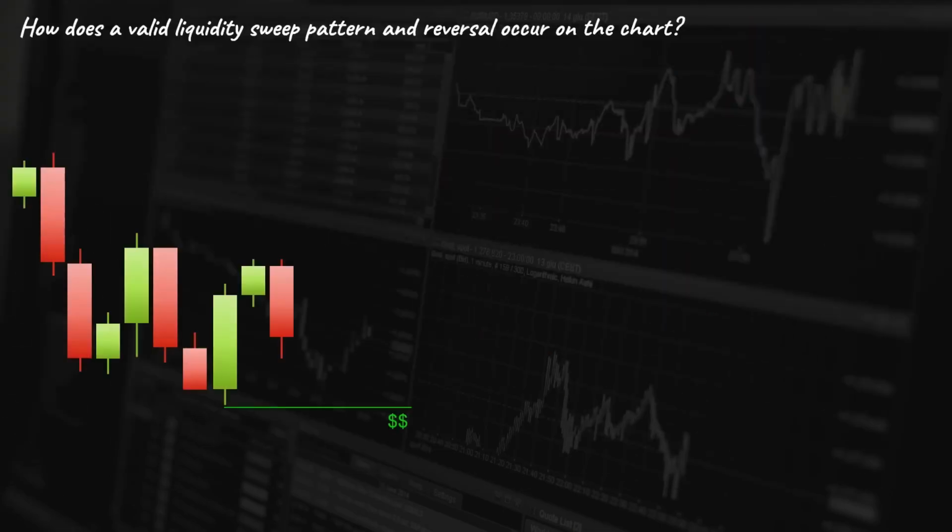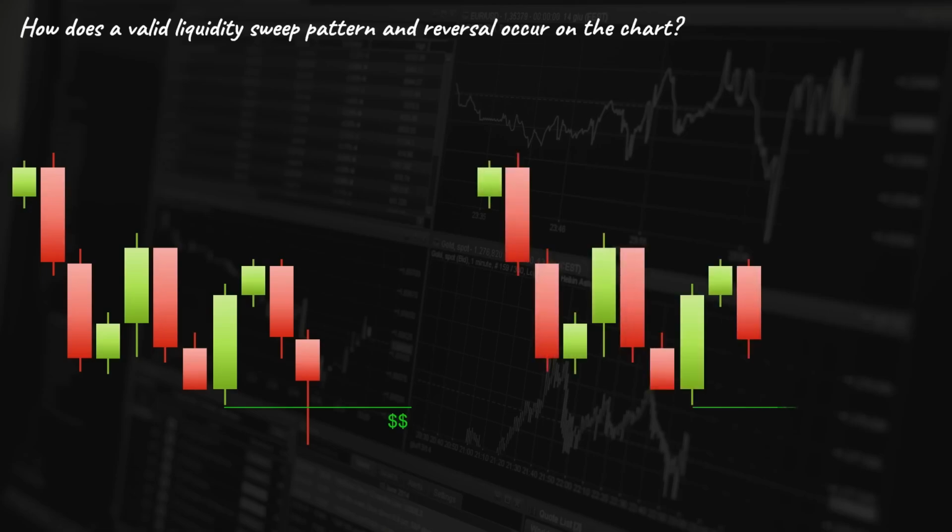Imagine that below the lowest point of this wick is where the liquidity exists. So in a valid liquidity sweep pattern, we want to witness a wick breakthrough at this level and immediately close above the range. Or we can only have one candlestick close below this line, and then the next candle should immediately close back inside the range.